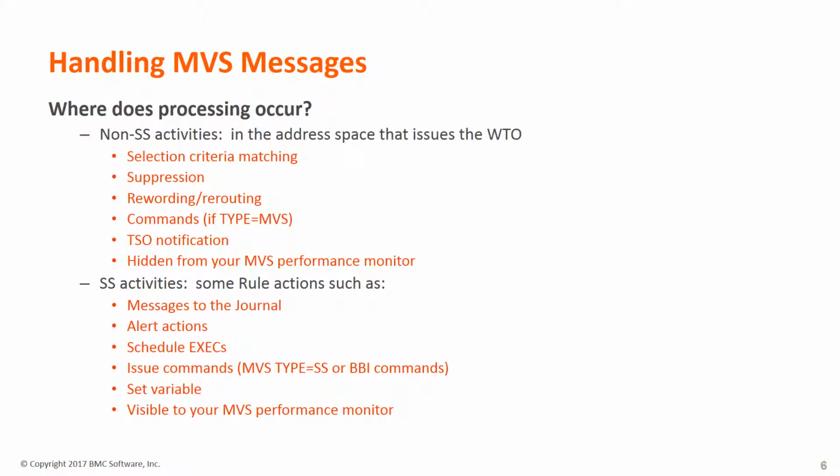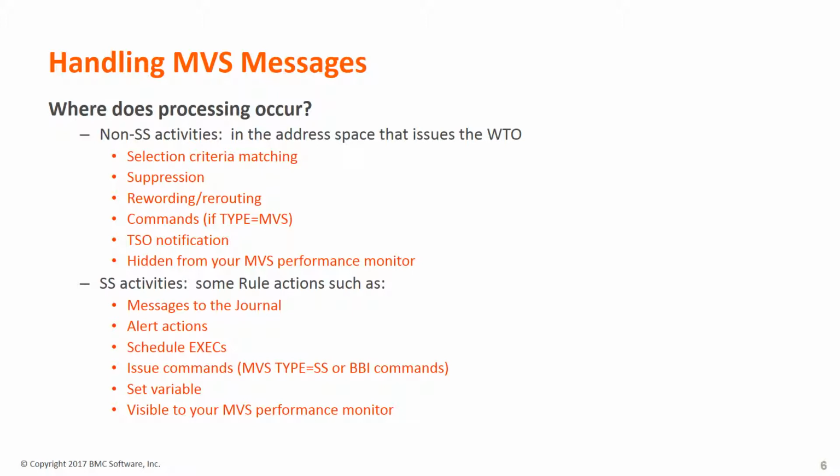One of the most common activities you'll use AutoOPERATOR for is handling MVS messages. And I want to point out where the activity occurs when you're handling these messages. If they're not related to the BBISS, that's to say they don't require BBISS functions or facilities, those activities will occur in the address space that generated the message. And that includes any criterion matching for selection of the automation. If you want to suppress, reword, or reroute the message, that will occur in the originating address space. If you issue MVS commands or TSO notifications, those will also occur in the originating address space.